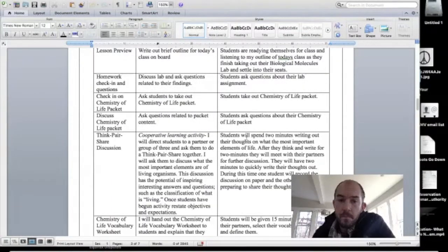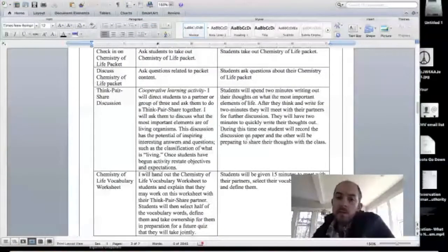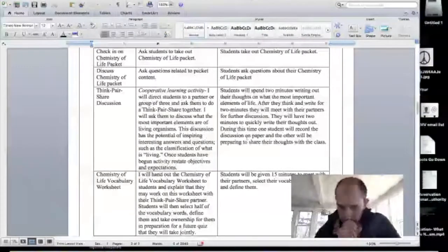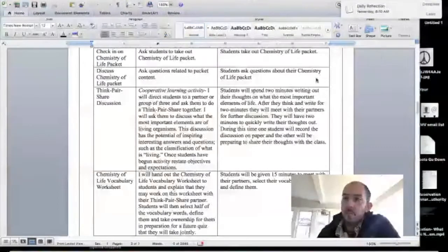The homework was a chemistry of life packet, or would be. I'll ask students questions related to the packet content, just to go over it and try to reinforce the information that they learned.